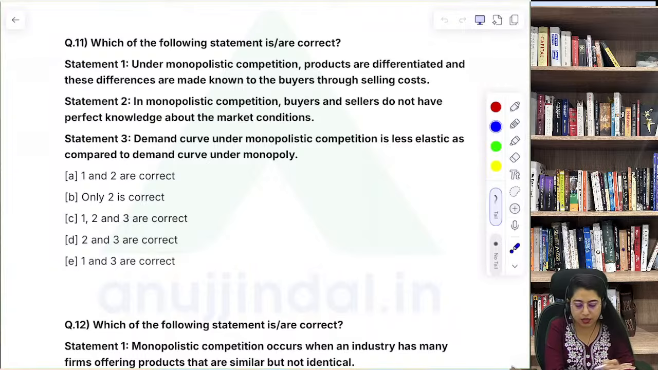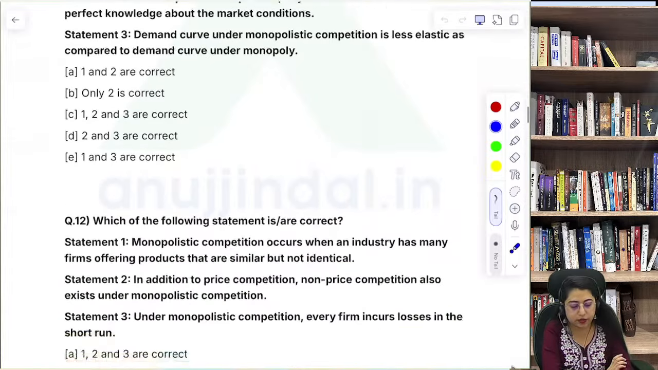Yes, the right answer is A. 1 and 2 are correct. Why is 3 incorrect? Himanshu, Lahiri, what do you think? Why do you think that option number 3 is incorrect here? No, it's not E. The answer is A only. Because demand curve under monopolistic competition is more elastic. More elastic, more elastic. Right, Himanshu, right, Lahiri. You're absolutely correct. Very good, very good.